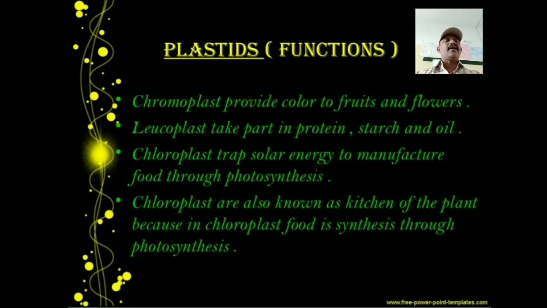You know already that green plants have the green pigment, that is called chlorophyll. This chlorophyll traps the solar energy and helps in the synthesis of food material. This process is known as photosynthesis. This photosynthesis takes place only in the plant body or plant cell.